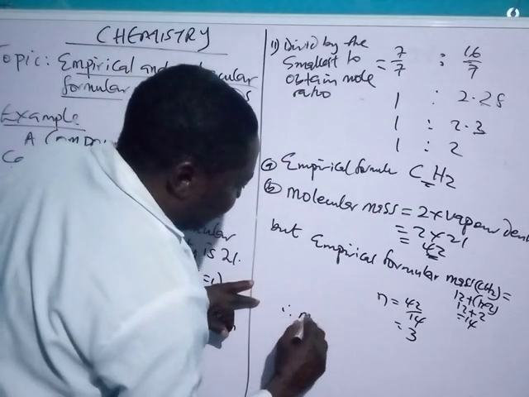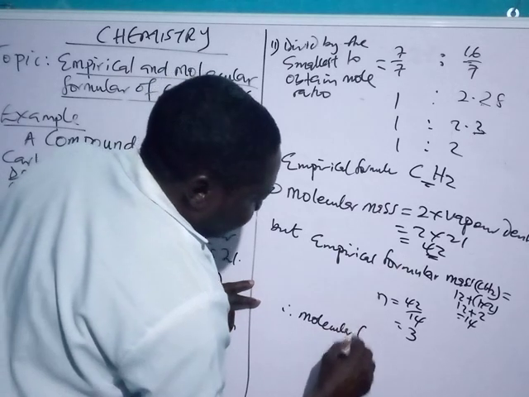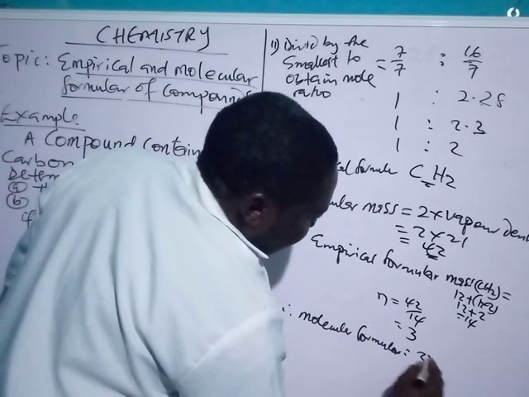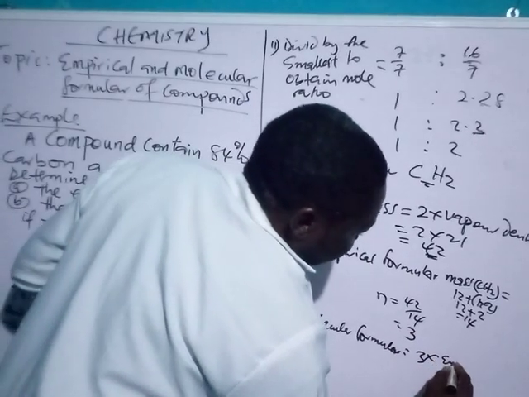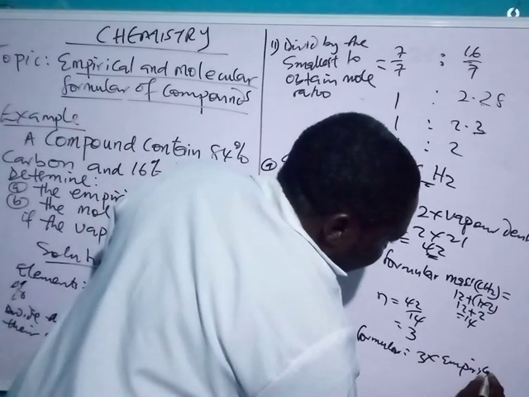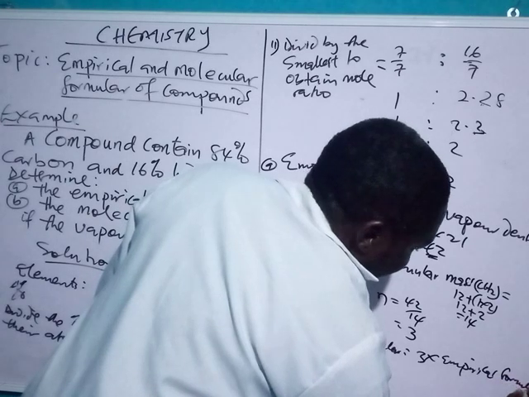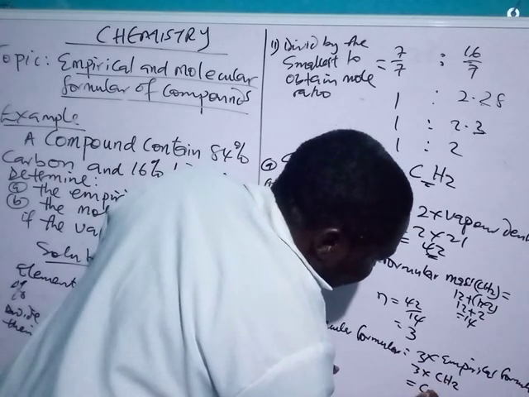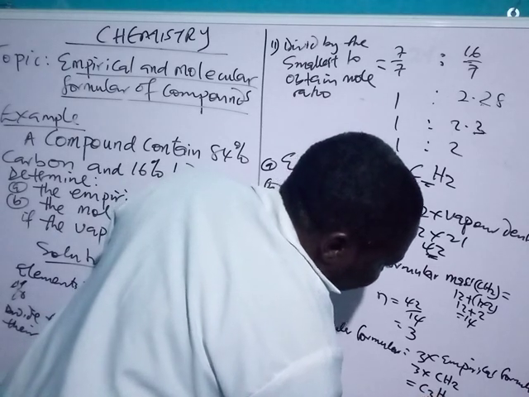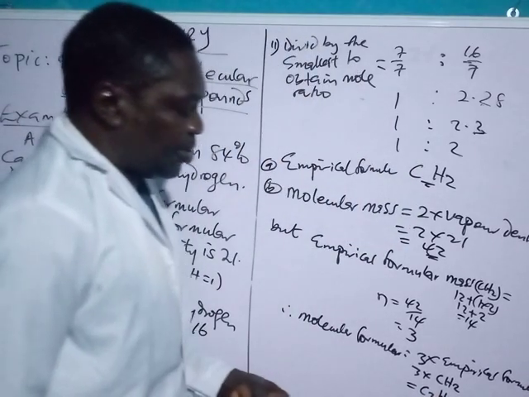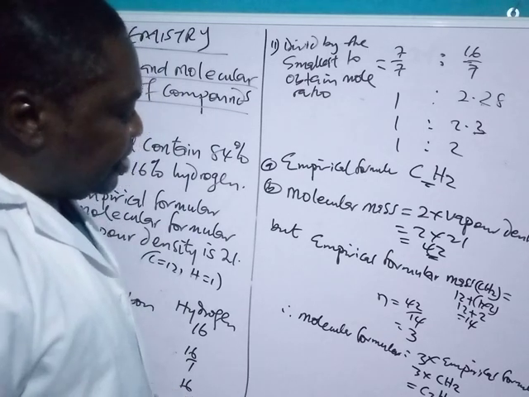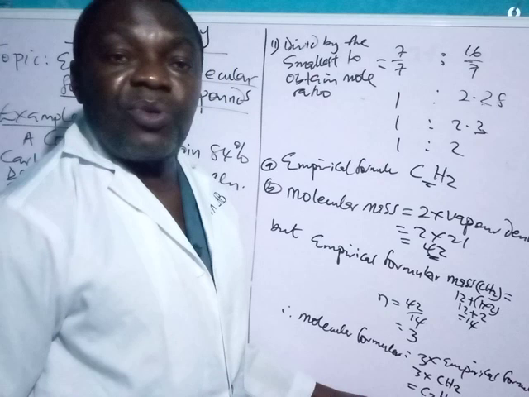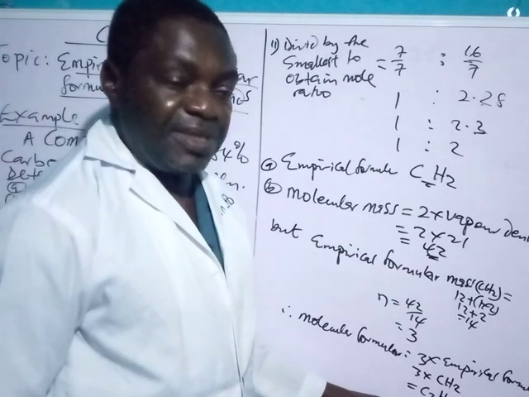So therefore, molecular formula equals 3 times the empirical formula, which is 3 times CH2, which gives you C3H6. So this is the compound that we have, C3H6. This compound is known as the molecular formula of the compound, C3H6.